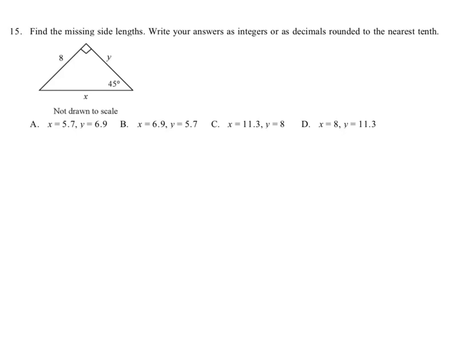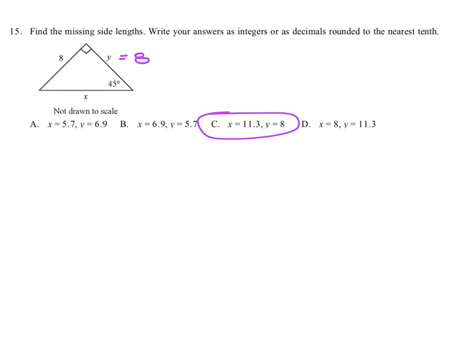Okay, so we're trying to find the values of x and y on this special right triangle, the 45, 45, 90. And because it's a special right triangle, we know that we're dealing with an isosceles. And if we're dealing with an isosceles and one leg is 8, then the other leg is also 8. So any answer that doesn't have y equals 8 is going to be wrong. So already you can see, boom, it's going to be C.